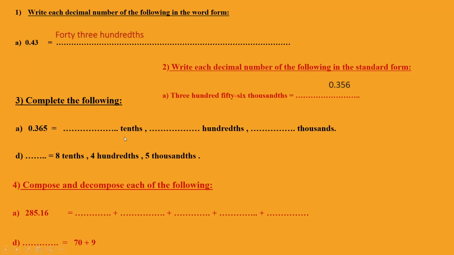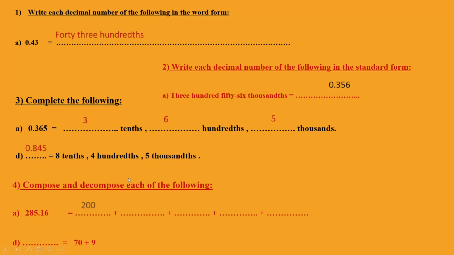Complete the following. 0.365. How many tenths are here? We will write 3. Don't write 0.3. It says tenths here, so we will write the number only. So it will be 3 tenths. Here 8 tenths, 400, 5,000. Let's write it: 0 decimal point, and 8 tenths, 400, 5,000.